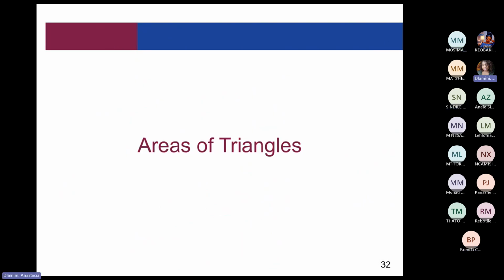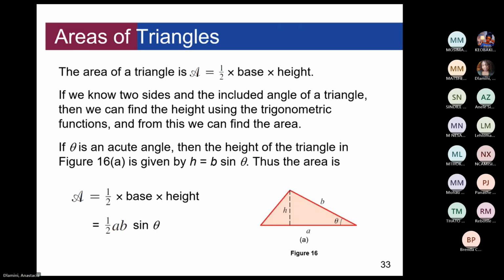Now let's look at areas of a triangle. They say the area of a triangle is equal to half base times height, right? Now they say if we know two sides and an included angle of a triangle, then we can find the height using a trigonometric function. And from this, we can find the area. Does it make sense what they are saying? Guys? Yes, ma'am.